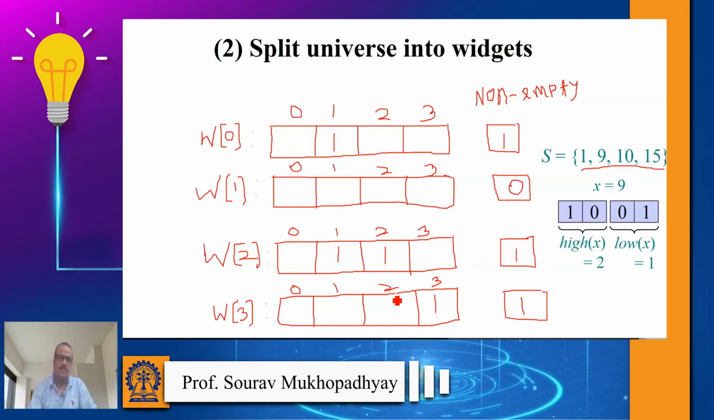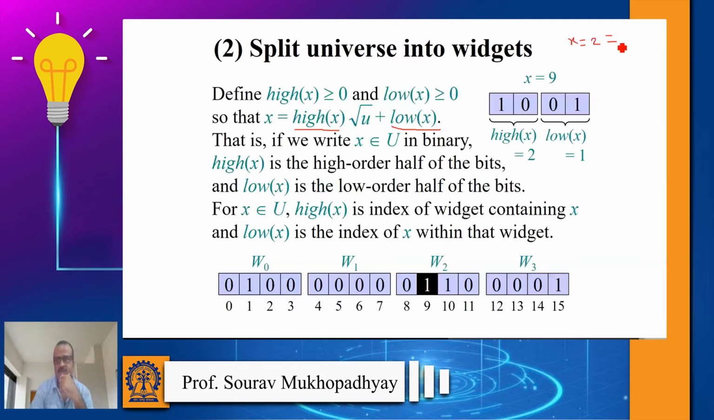Okay, so now we want to do the successor query. Suppose we want to do the successor of some element, suppose successor of 2. How to do successor of 2 in this setup? We just convert x, which is 2 over here. We have to locate where 2 is. So we have to break it into binary, 0 0, then 1 0. So this is our high of x, this is our low of x.